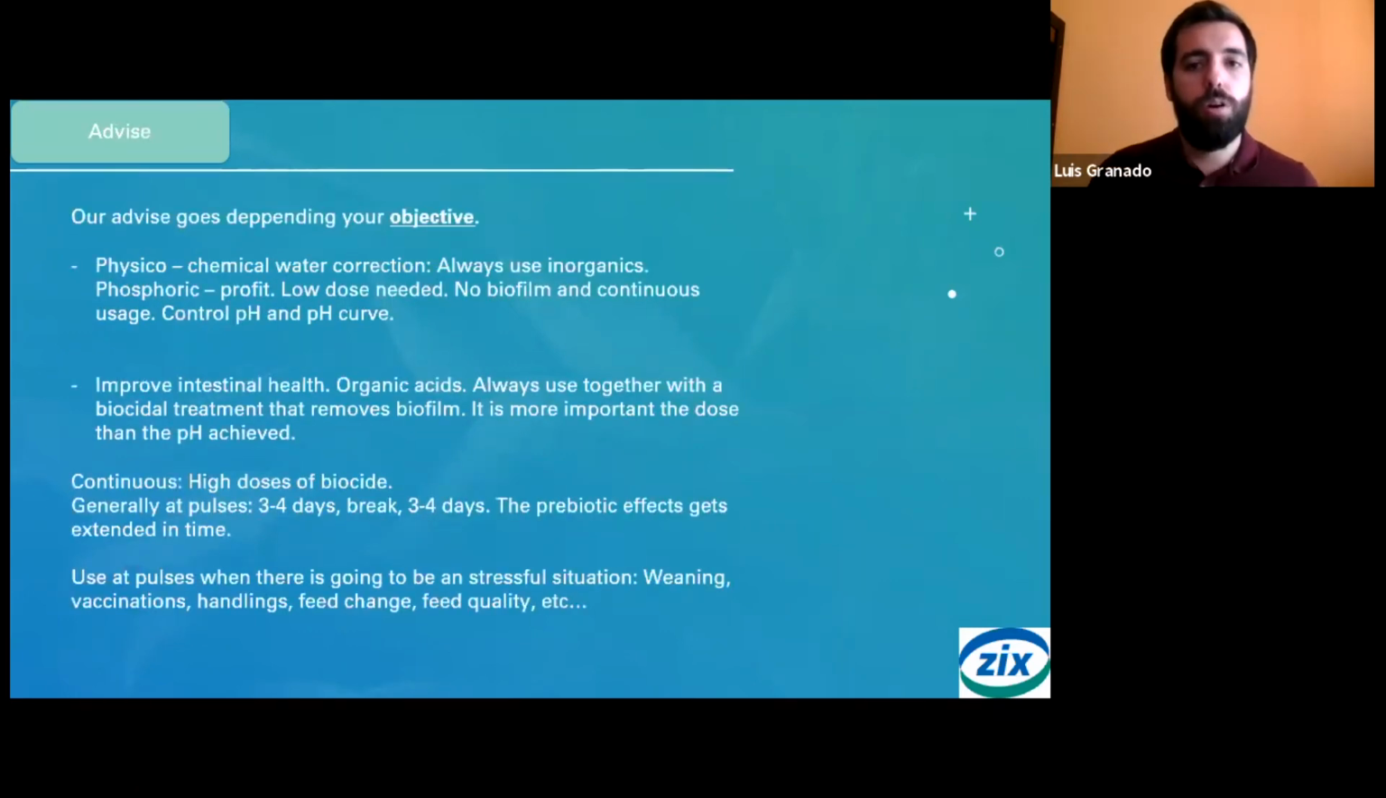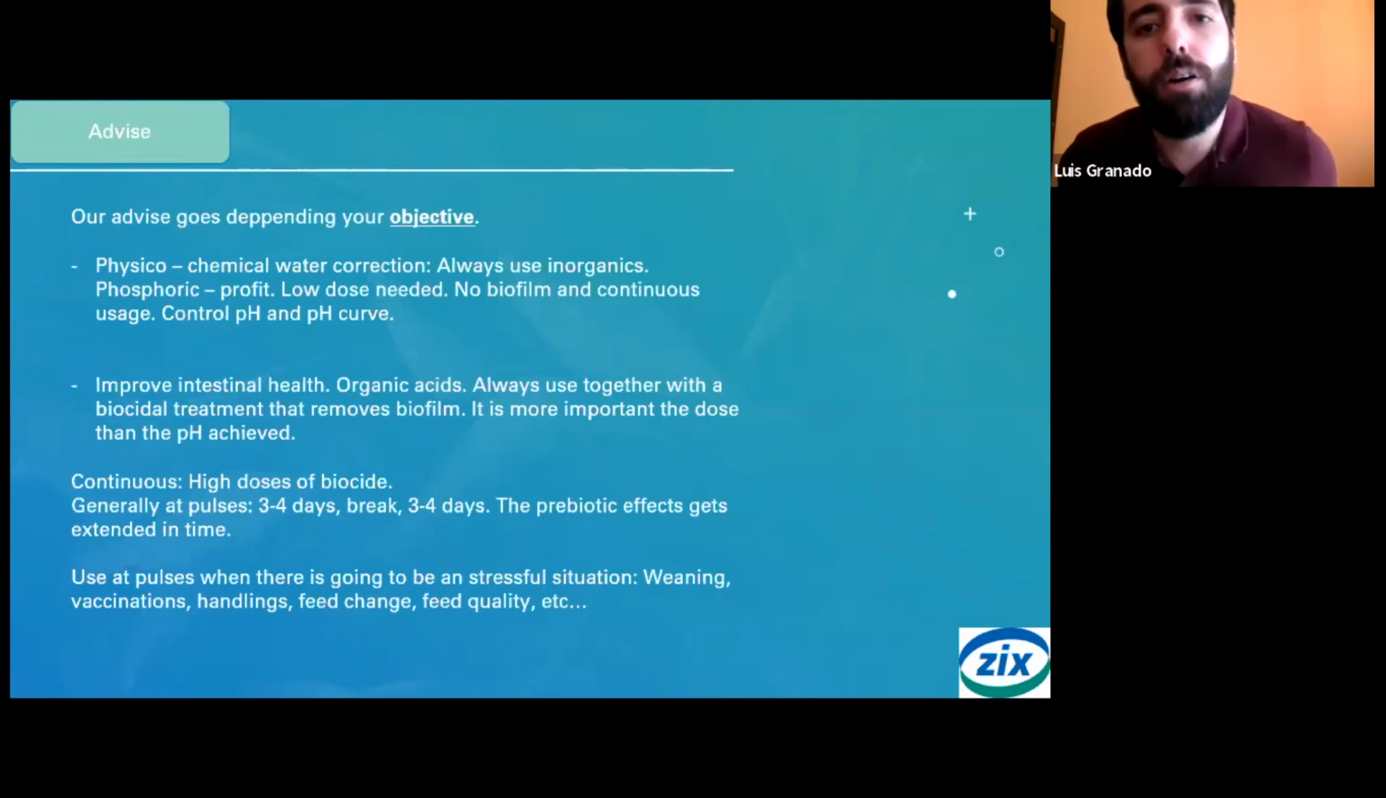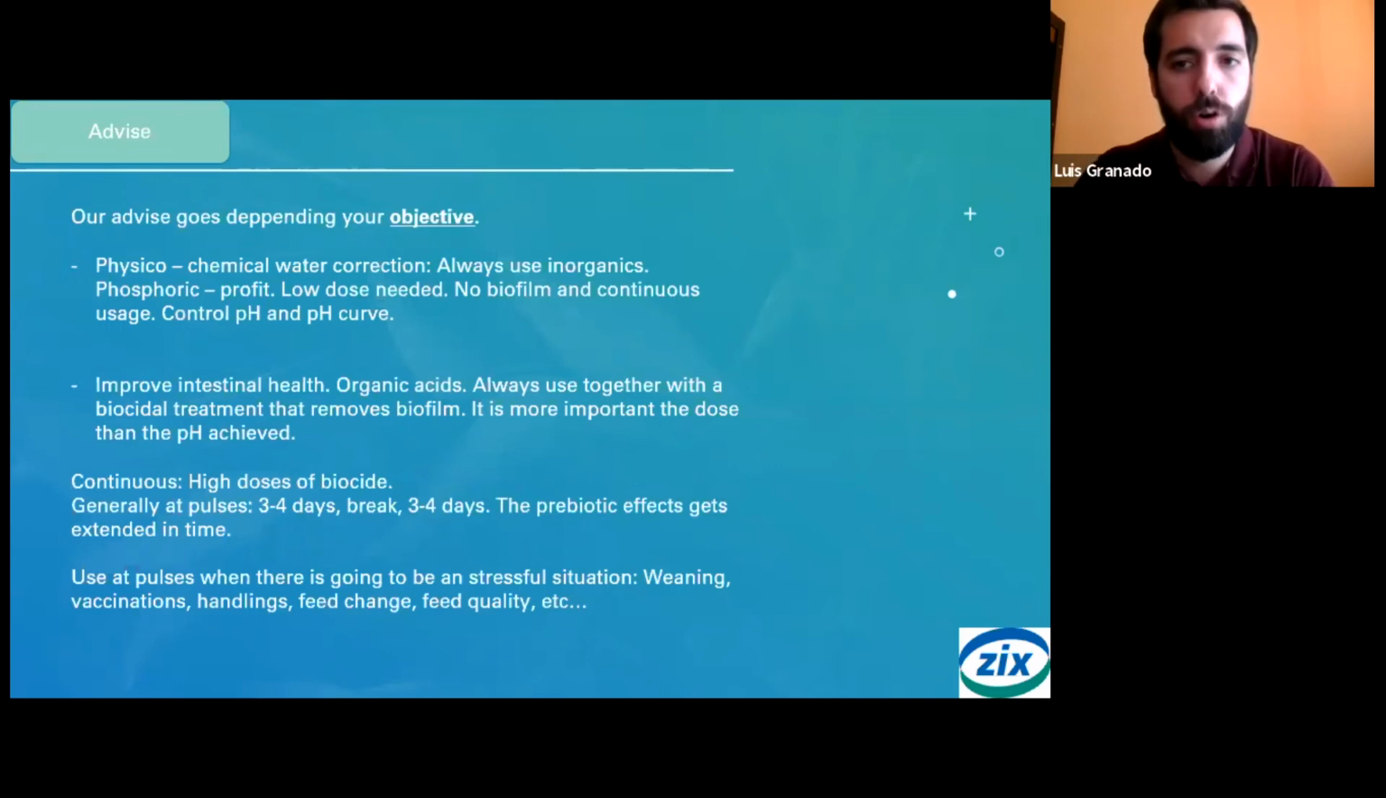Right. So let's be clear here. Our advice will be related to your objective, and I want you to be clear on this, right? We saw at the beginning that we could have two different objectives. One was a physicochemical correction of the water, and another one was improving the intestinal health. All right.